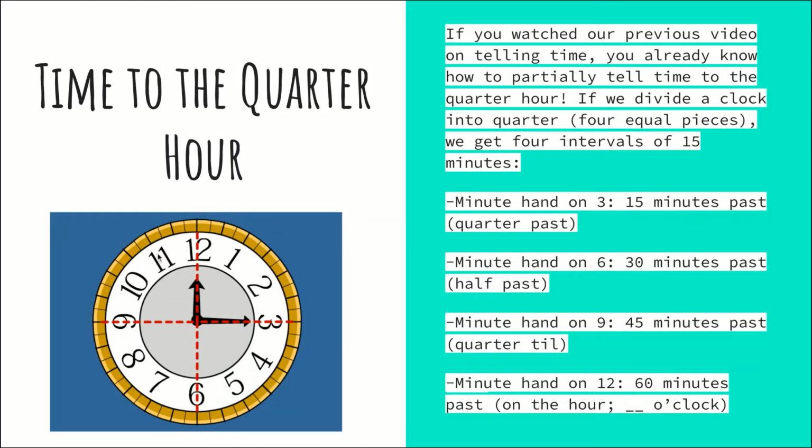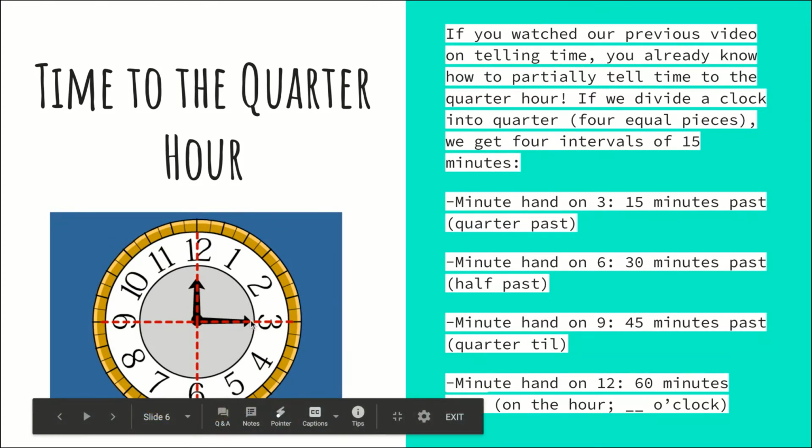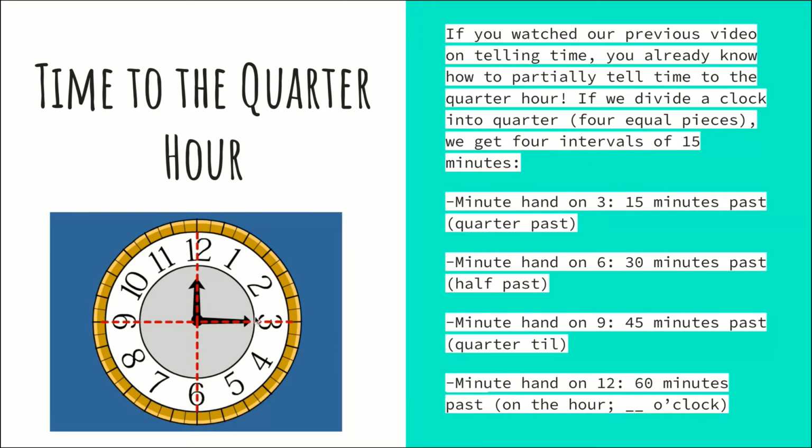And then if the minute hand, long hand, is on the 12, 60 minutes have passed, it is on the hour or blank o'clock, whatever the hour hand is pointing to, okay? So in this case, this clock reads as 12:15. The hour hand is pointing to the 12, the minute hand is pointing to the 3. So 12:15, it's a quarter past 12.